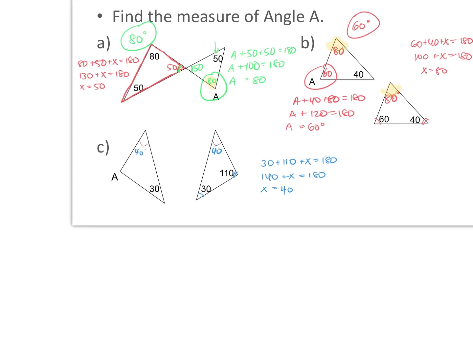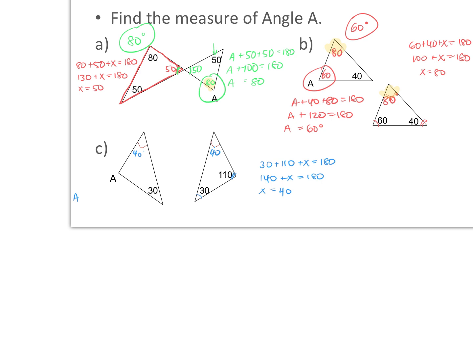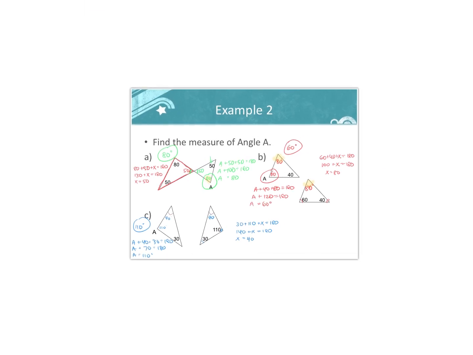And now I'm ready to solve for angle A. I know that angle A plus 40 plus 30 has to be 180, so A plus 70 is 180, which means A has to be 110 degrees. So 110 is the answer for C. Okay?